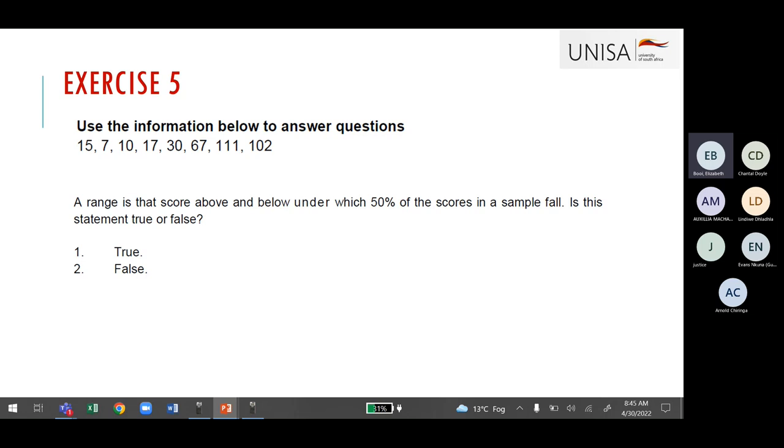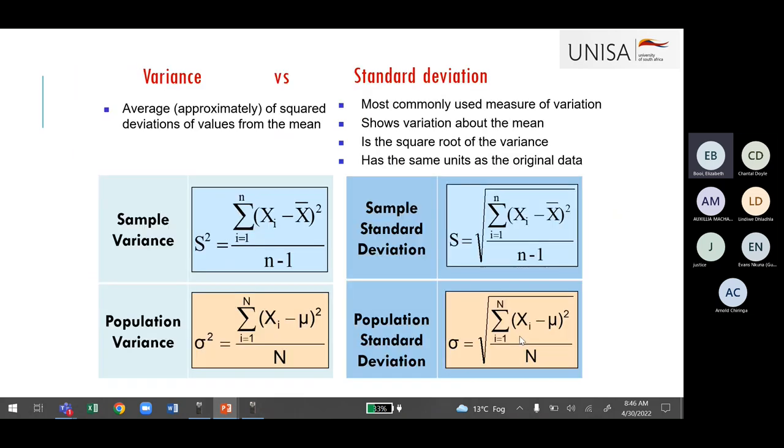Remember what I just said. What is the range? The range is the difference between the highest value and the lowest value. And what did we learn from the measures of central location the last time we met? We learned that the median splits the data in half, so 50% of the data will fall below and 50% of the data will fall above. So the statement is incorrect, because the range is the difference between the highest and the lowest, not the score below and above which 50% fall. That is the median. So the answer here will be false. That is the type of question that you would get in the exam or in your assignments.